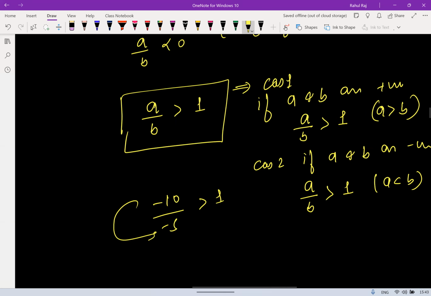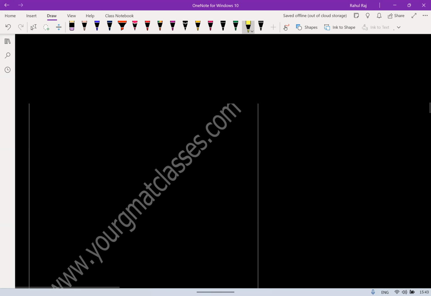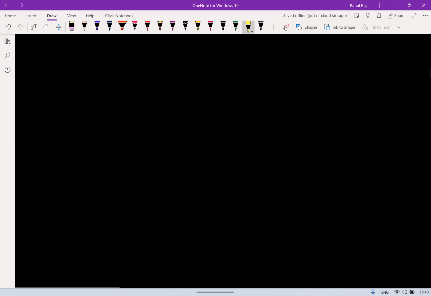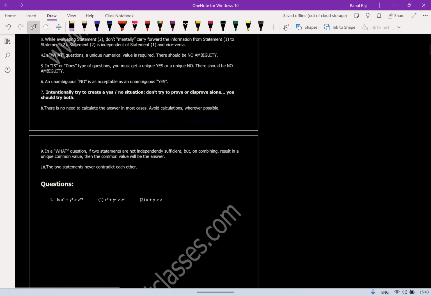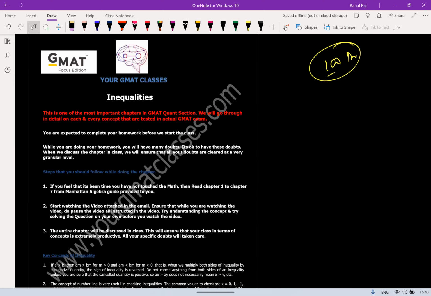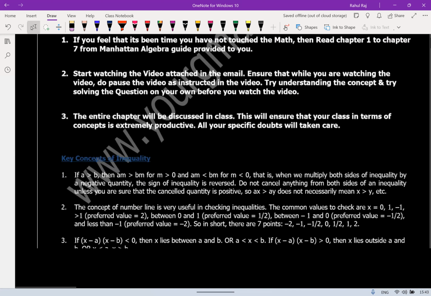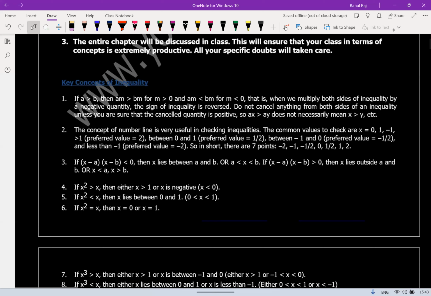Yes. Now come down. Let's solve some questions based on this. What we have done, I'll just show it to you. We have in fact done all the key concepts of inequalities. So key concept 1 says: if A is greater than B, AM is greater than BM. We cannot predict this until we are sure about the sign of M.